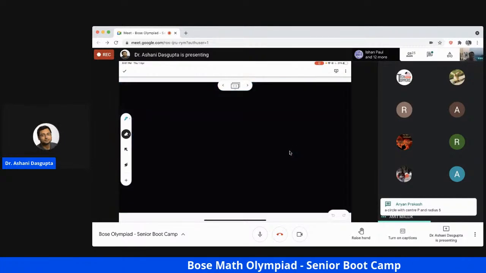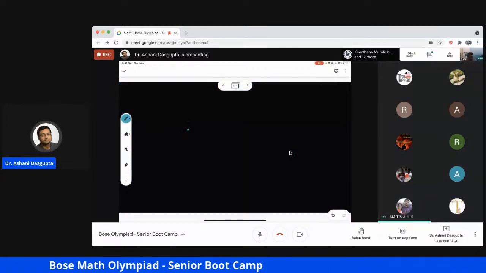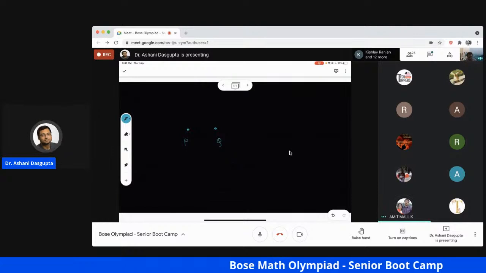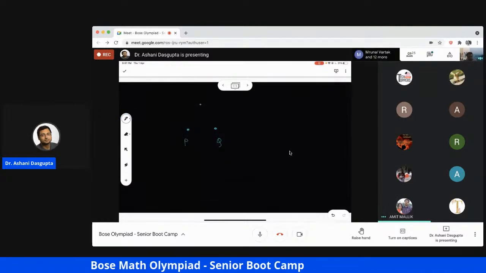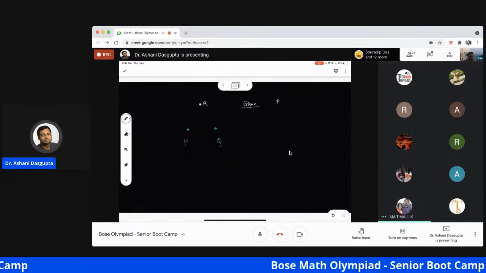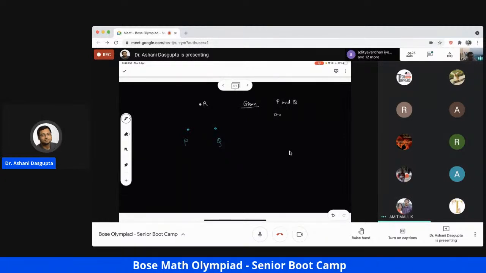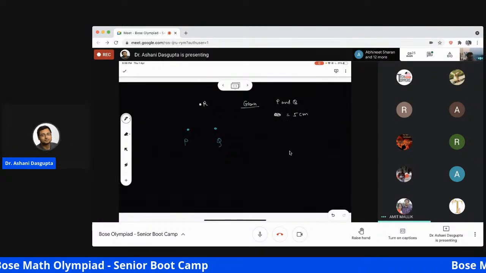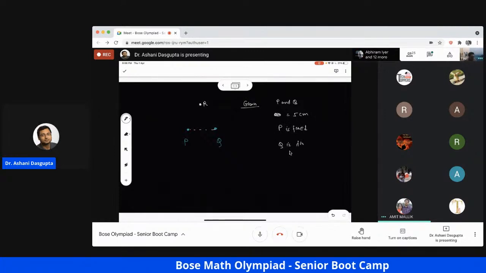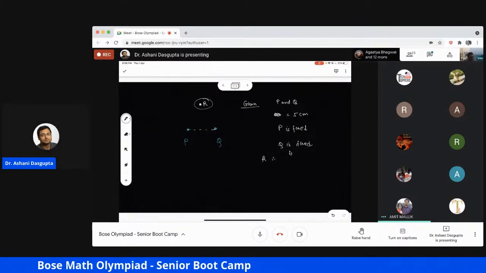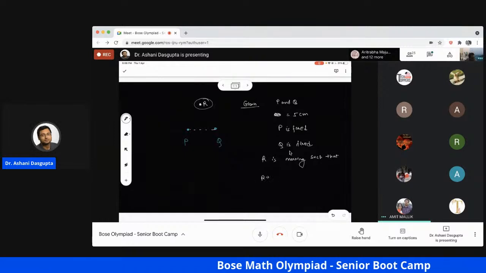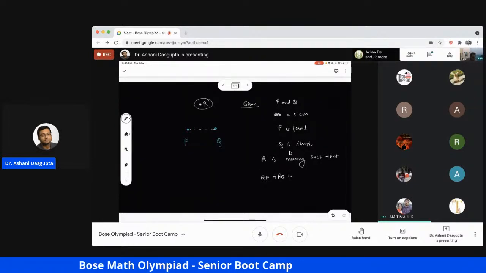Things can be a little more challenging when you make two points fixed. Suppose we have two points P and Q fixed, and one moving point, let's call it R. The given information is that the distance between P and Q is 5 centimeters. P is fixed, Q is fixed, and R is moving such that RP plus RQ is always 4 centimeters.